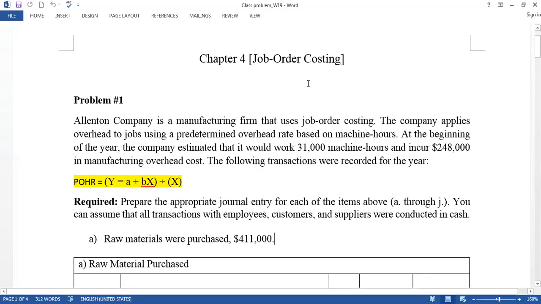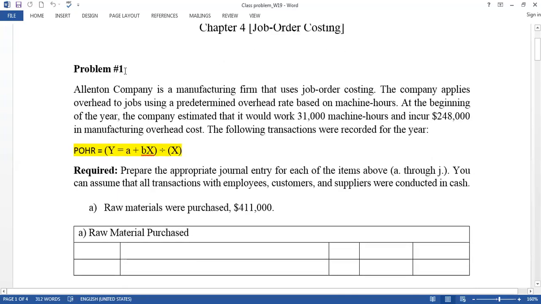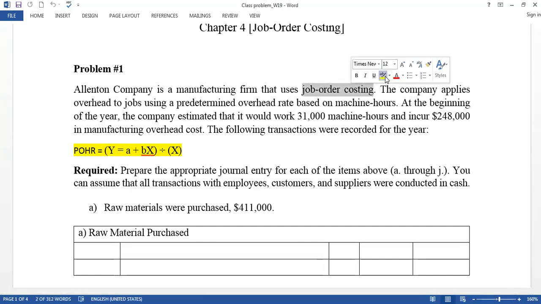So today we are going to solve one question from job order costing system. Problem 1. Allenton Company is a manufacturing firm that uses job order costing system. The company applies overhead to jobs using a predetermined overhead rate based on the machine hours.